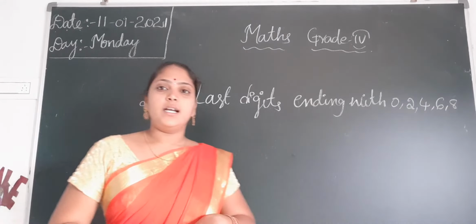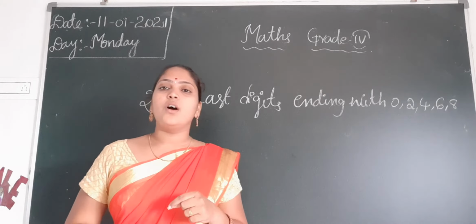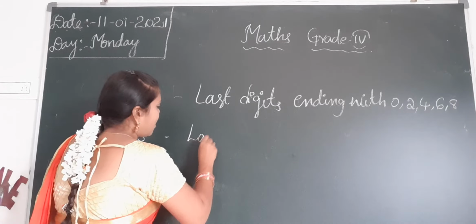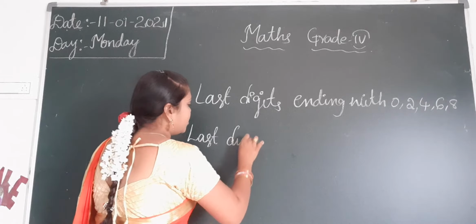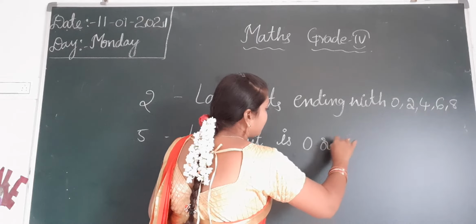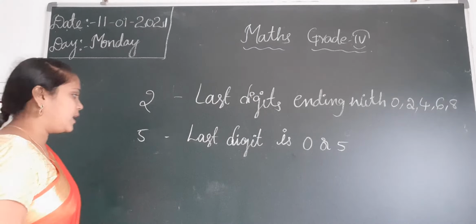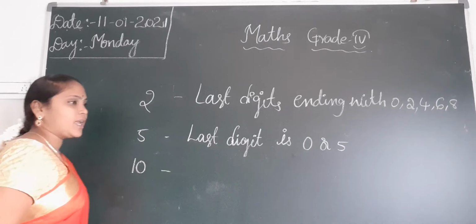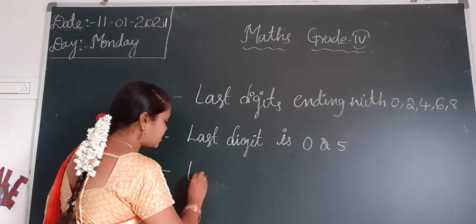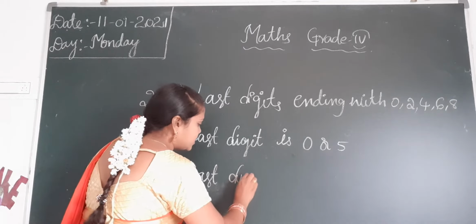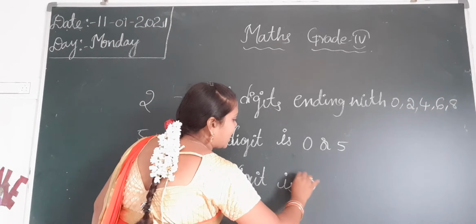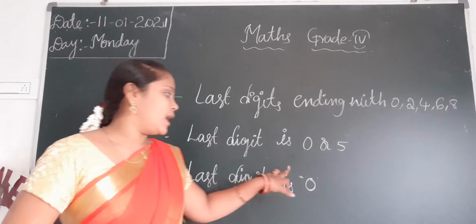Now next we learn the divisibility rule of 5. What is the divisibility rule of 5, children? The last digit is 0 or 5. Next we learn the divisibility rule of 10 also. What is the divisibility rule of 10, children? The last digit is 0. So the numbers that are ending with 0, those numbers are divisible by 10.